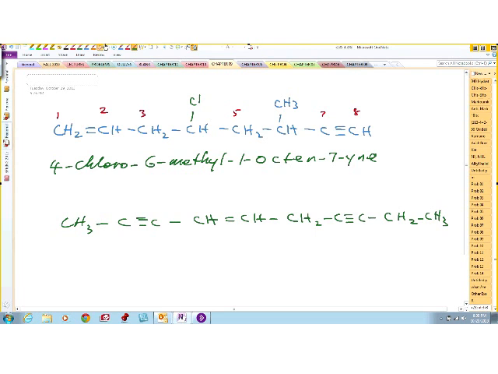Okay. How do we name this? Let me do this better. In this case, we have 2 carbon-carbon triple bonds and 1 carbon-carbon double bond, right? How would you name this? Keep in mind you have to start numbering so that you give the multiple bonds the lowest combination of numbers.